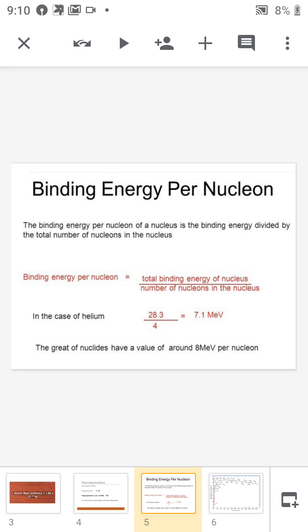I hope that you understood the concept and the definition of the binding energy and binding energy per nucleon, and the problem is also important. These are frequently asked questions for the university exam.